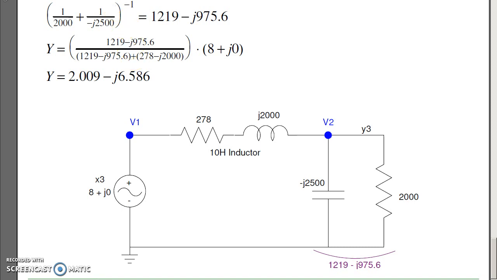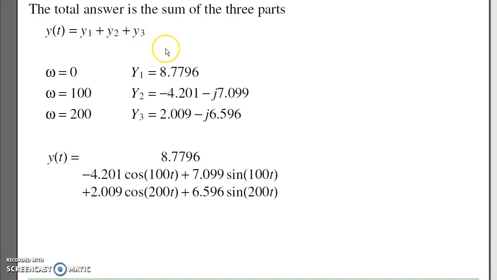The total answer then will be the sum of the three. This is where people tend to make mistakes. I've got three complex numbers. They want to add them together. You can't. The first one is at DC. The second one's at 100 radians per second. The third one's at 200 radians per second. What these phasors represent is a DC term, a 100 radian per second term, and a 200 radian per second term. These don't simplify. You're still left with three different terms.